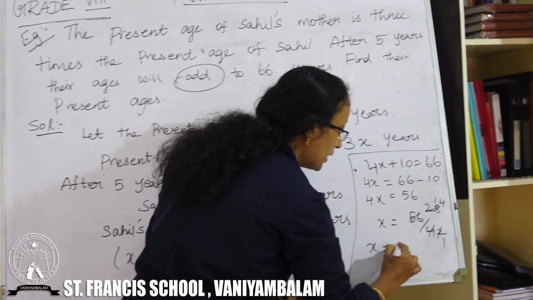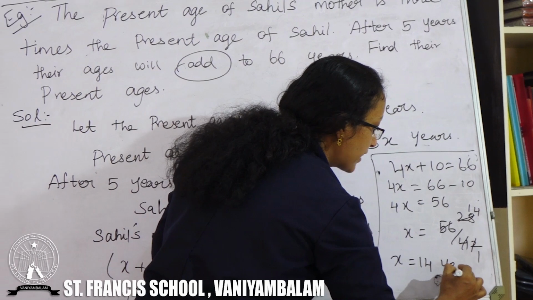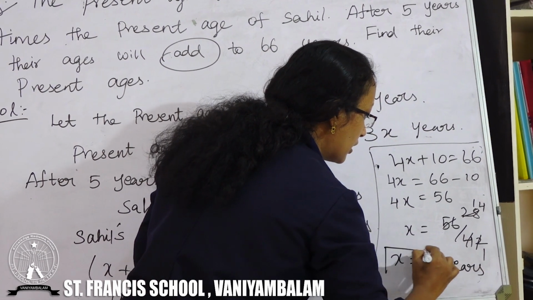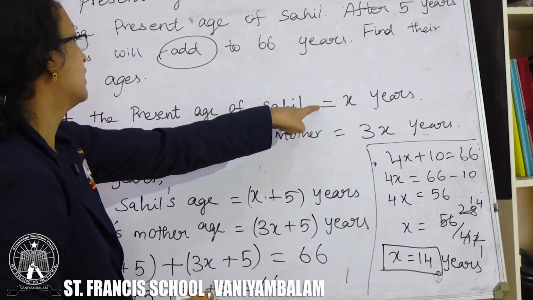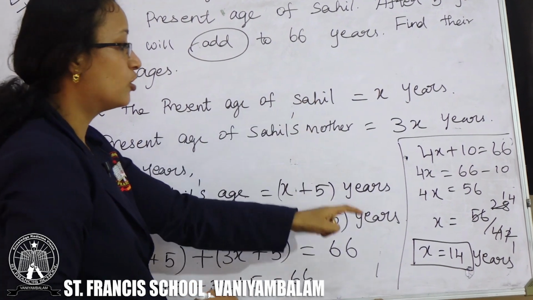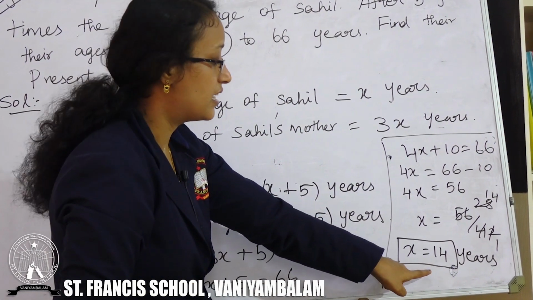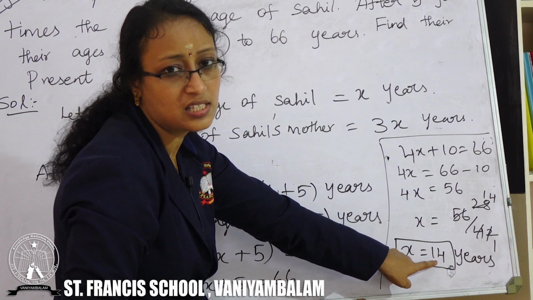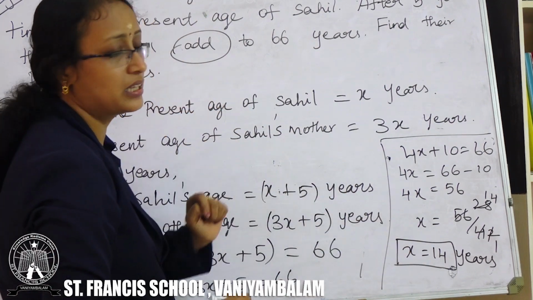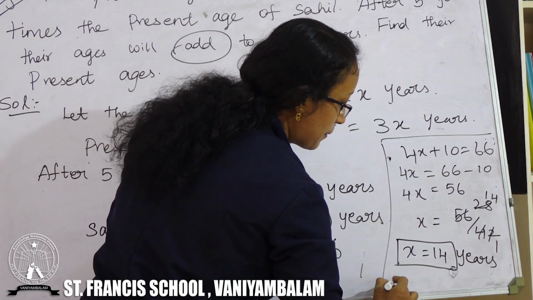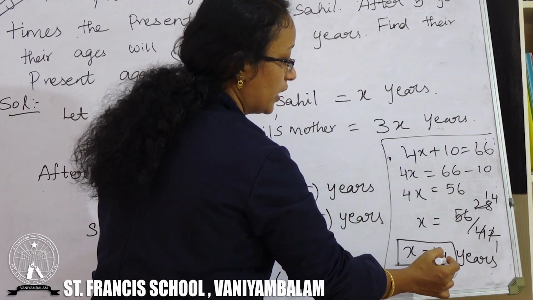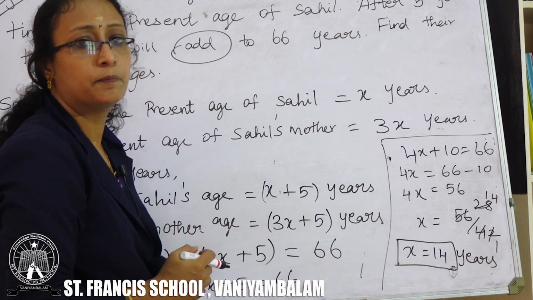So what is your x here actually? Your x is the age of Sahil. You got the age of Sahil? Yes. Yeah, Sahil's age is 14 years. Then what will be the mother's age? Just multiply x with 3, you will get the mother's age.